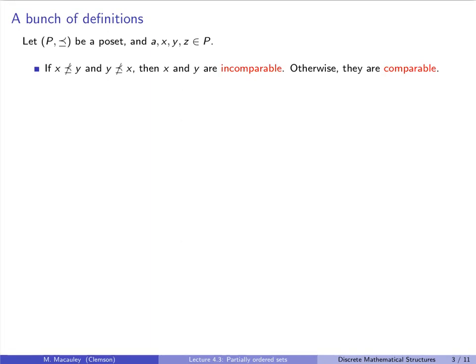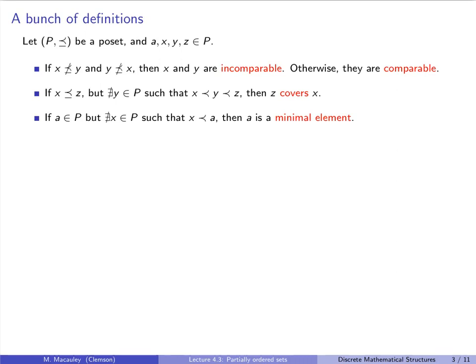First, if x is not less than or equal to y, and y is not less than or equal to x, then x and y are incomparable. Otherwise, they are comparable. And I'm going to go through a few definitions before I give an example. If x is less than or equal to z, but there is not a y that's strictly between these two, then we say that z covers x.